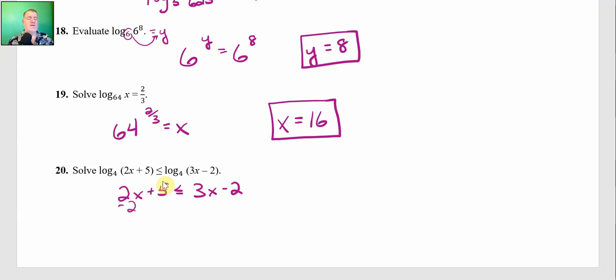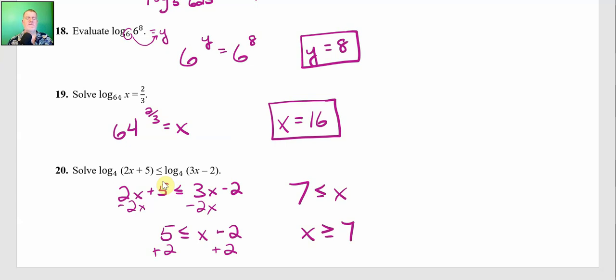So subtract 2x from both sides, and that's x minus 2. Add 2 to both sides, and we'll put it over here. 7 less than x, which means x is greater than or equal to 7. Well, if x is greater than 7, we really don't have to worry about negatives, because anything greater than 7 is going to be positive in here. And if I put 7 in here, I'm going to get a positive. So I'm okay with that answer.